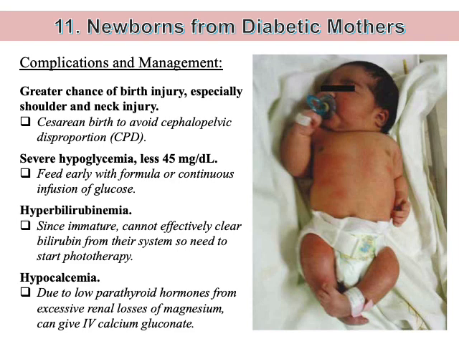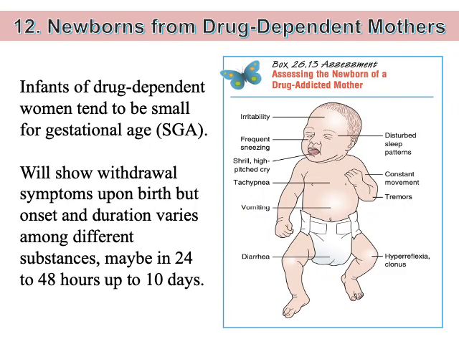The following complications can occur in newborns from drug-dependent mothers. The photo in box 26.13 shows the typical assessment findings when checking a newborn from a drug-addicted mother. These infants tend to be small for gestational age, or SGA, because the high level of substances in the maternal blood crosses the placenta and causes problems of intrauterine growth and development. The high substance level in the fetal blood will show withdrawal symptoms upon birth, but the onset and duration vary among different substances. It could be as short as 24 to 48 hours or may last up until the 10th day.